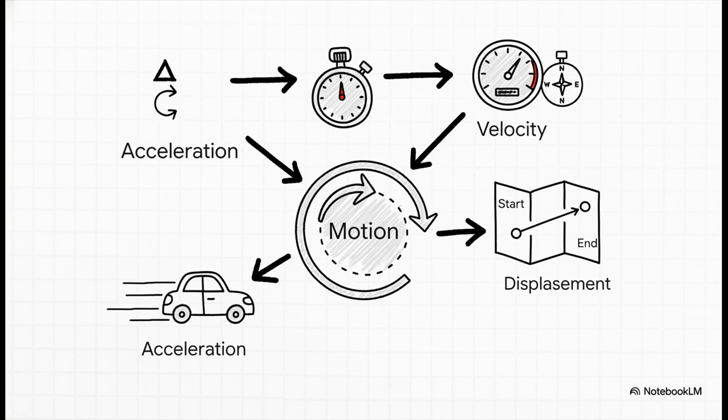We started with displacement to figure out where something is. We added time to get velocity, to know how fast it's moving and in what direction. And we finished with acceleration to describe how that motion changes. And all together, these concepts create the complete language of kinematics.